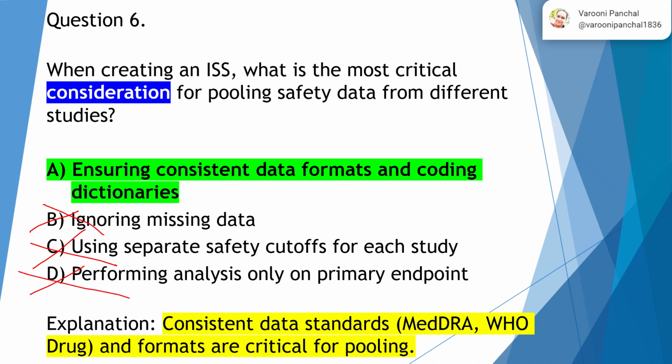So the correct answer is ensuring consistent data formats and coding dictionaries. So consistent data standards, which are MedDRA, WHO Drug and formats, are critical for pooling. Whenever you are pooling multiple studies into one, there has to be consistency in data formats and coding dictionaries, wherever the labels are concerned, the variable names, the length and the attributes. Each and every thing needs to be consistent when you are merging.